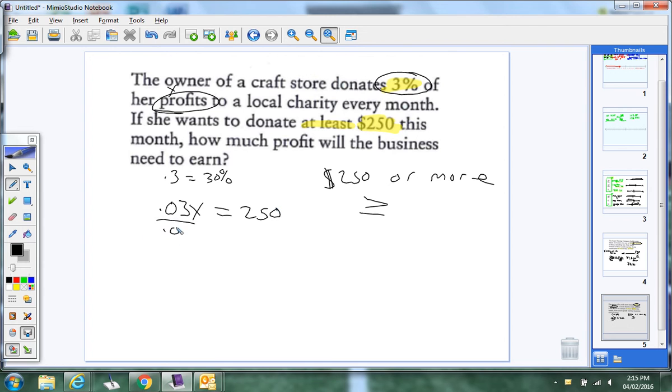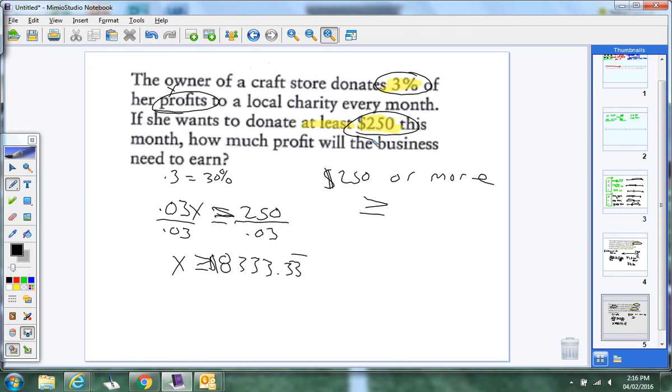Then we're going to divide by 0.03 to figure out how much she has to make to make that goal happen. So if we do that, we get 250 divided by 0.03. Sorry, I need an inequality symbol. x greater than or equal to 8,333.3 repeating, which is fine. You can have decimals. We're talking about money, so 33 cents is fine. So 8,333 needs to be her profit or more to donate $250. That's what we figured out.